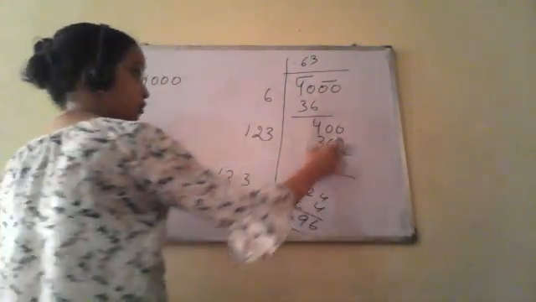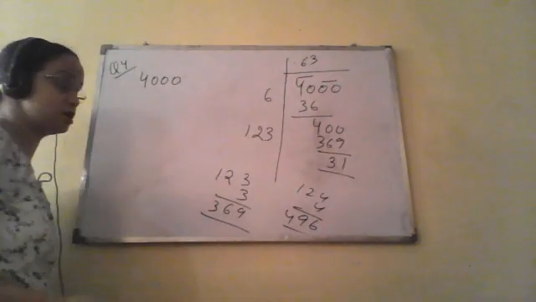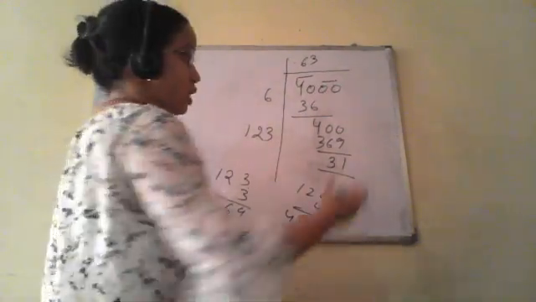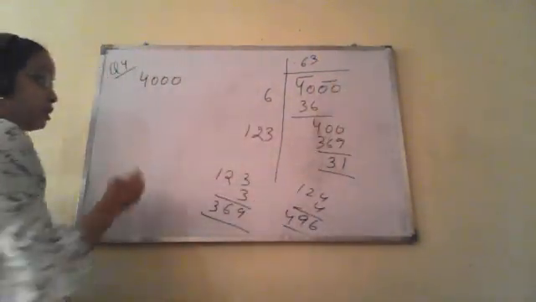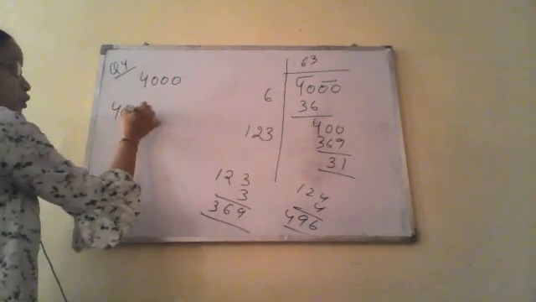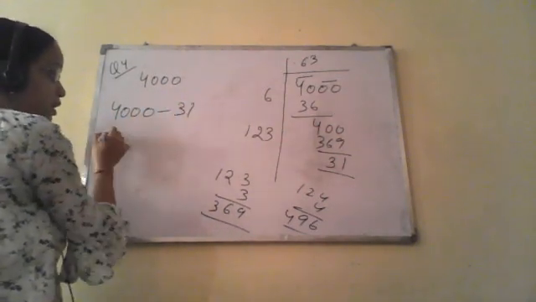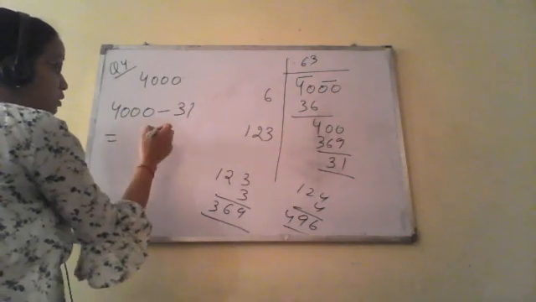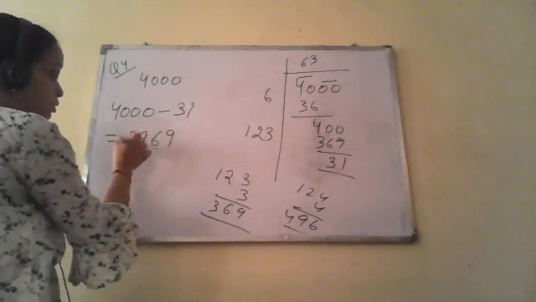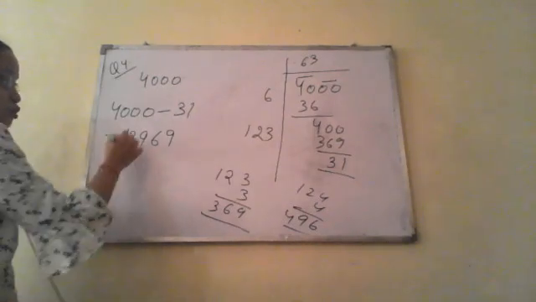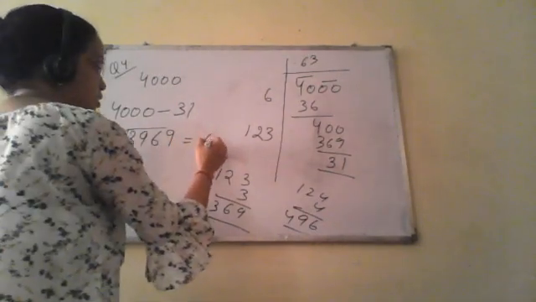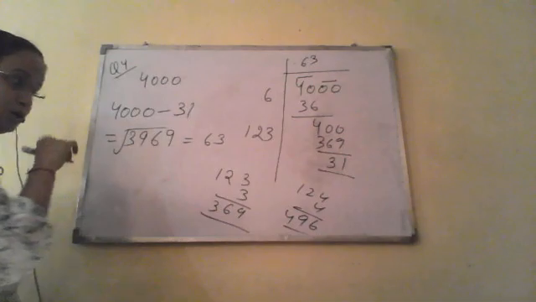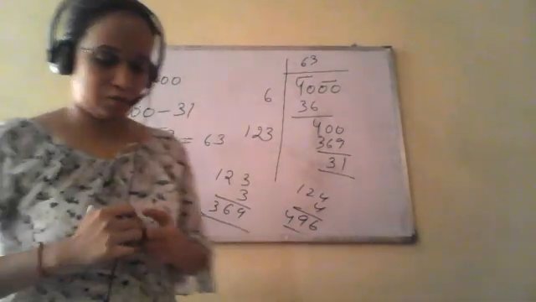If we subtract 31 from this 4000, the resulting number will be a perfect square, and 63 will be the square root of that number. So this is 4000 minus 31, which is 3969. The square root of this will be 63. Clear? So this way we have to find such numbers.